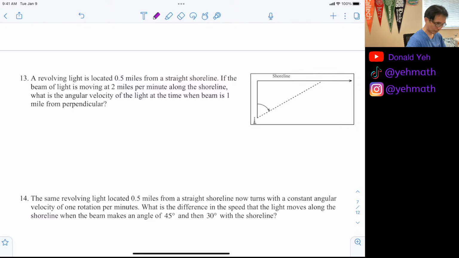The 2 miles per minute is the dx over dt, right? The one that's associated with the shoreline? Or one, like the dx? 2 miles per minute is dx/dt, yeah.